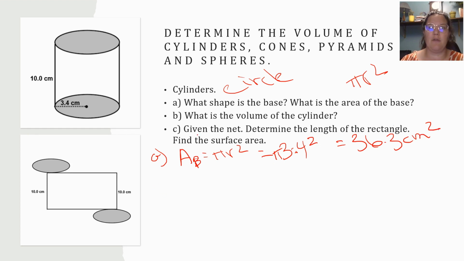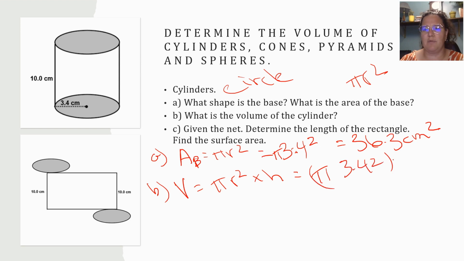Now we're going to calculate the volume. So volume is equal to pi r squared multiplied by the height. We've already calculated that, but we can put our numbers in again. Pi times 3.4 squared, put this all into your calculator, multiplied by 10.0, and we get a total volume of 363 centimeters cubed for our volume.